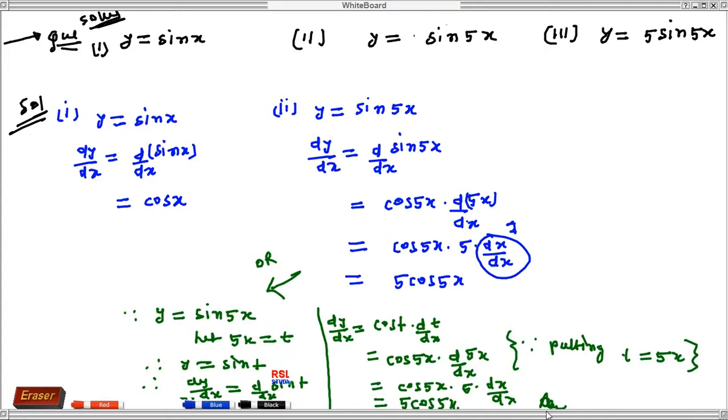So you can also proceed with the question like this, but proceeding like this you will take a long time. Firstly you will put this 5x as t, and then you will differentiate, then again you will put t equal to 5x, so that will take time. So do directly like this. This is the shortcut way.